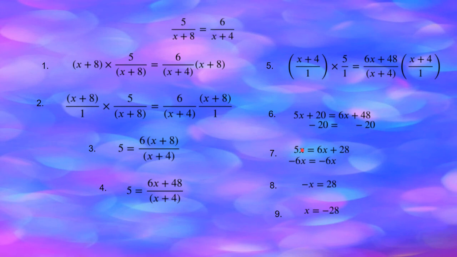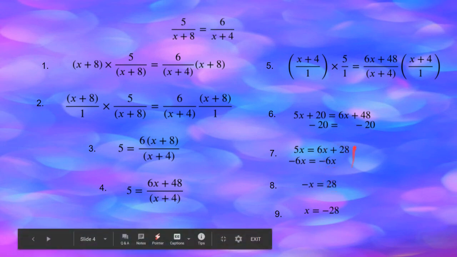So you're left with 5x equals 6x plus 28. Now we want to take the variable on this side and subtract it because it's positive on this side. So 6x minus 6x, which is 0. So you're left with 0 plus 28, which is 28. And you subtract 6x from here, which is negative 1x or negative x.